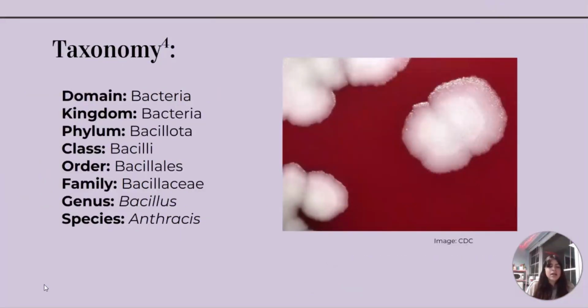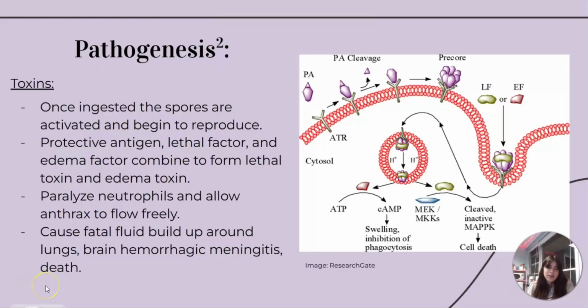The taxonomy of Bacillus anthracis is pretty self-explanatory. The genus is Bacillus and the species is anthracis. Additionally, here's an image of Bacillus anthracis grown on a plate, which is pretty cool looking, actually. Now we can get into some of the pathogenesis of Bacillus anthracis.